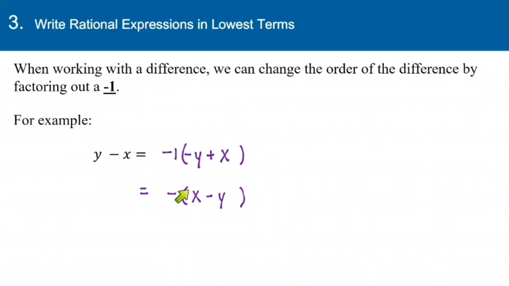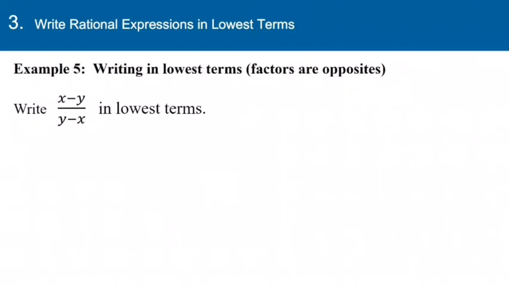So see how factoring out a negative allowed us to change the order of the subtraction. Instead of y minus x, now it's x minus y, but we have this front negative. So these two are equivalent, and this is a pretty useful trick. So let's try that with this example right here.